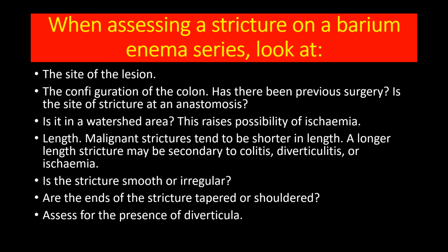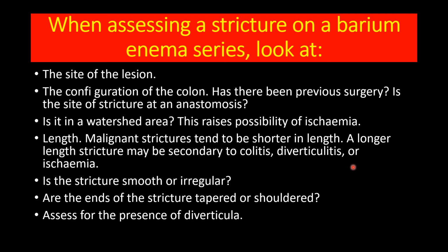So there are different causes of strictures. To identify the real cause, whenever we see a stricture, we have to look at the following things. The first thing is to see where the site of the lesion is. Strictures in areas like watershed areas possibly favor ischemia. Also, we should see the configuration of the colon, that is, whether it has had any previous surgery or whether it is a previous site of anastomosis. This will help us identify why the stricture has come.